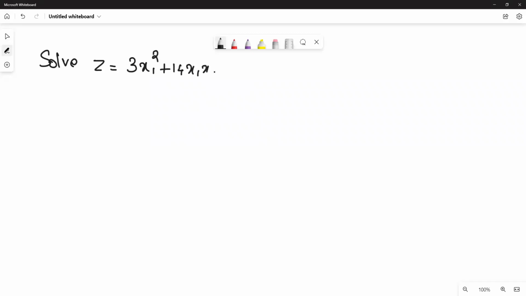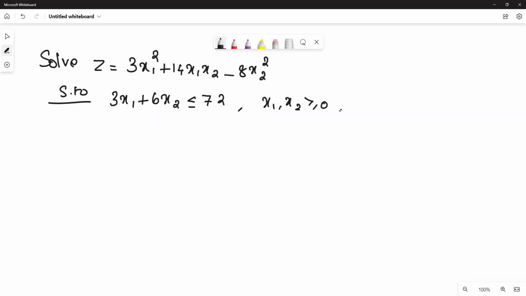Take down. Solve z is equal to 3x1 square plus 14x1 x2 minus 8x2 square subject to 3x1 plus 6x2 less than or equal to 72, where x1, x2 greater than or equal to 0. They need not specify the method. If the function is nonlinear and if the constraint is inequality, the method we can use is only KKT conditions.